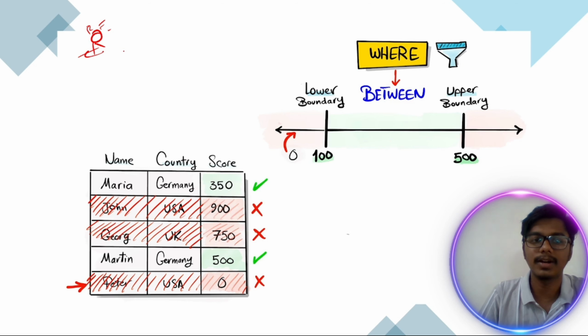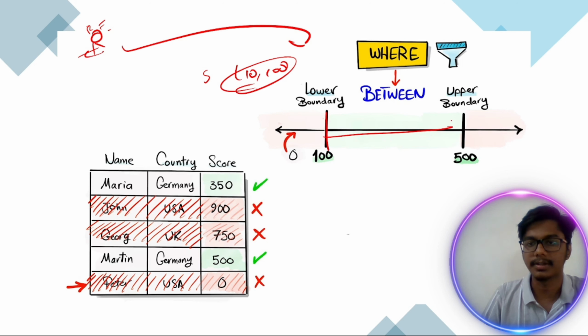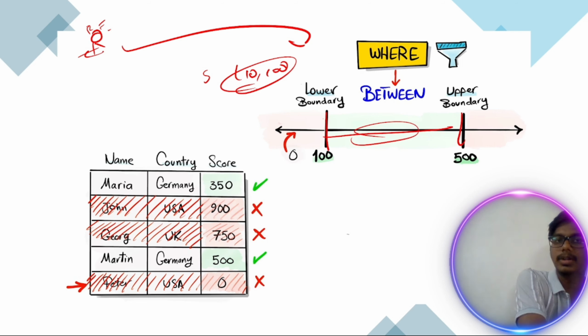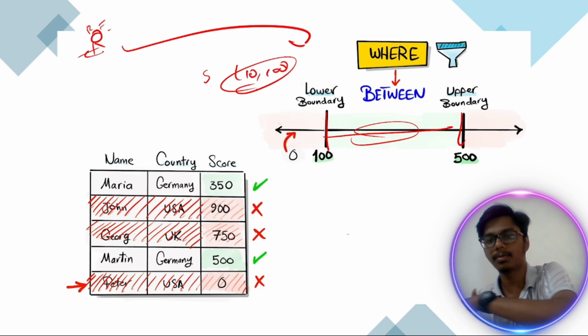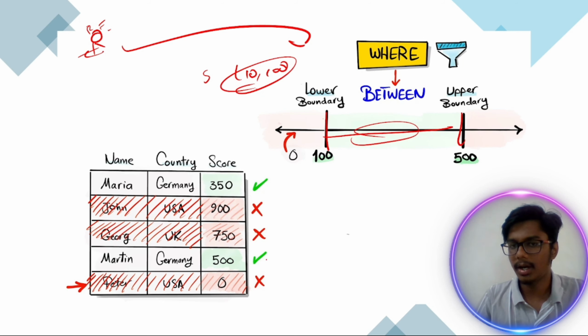Again, I have to fetch some results based on some conditions. The condition is nothing but where the score is between 100 to 500. It checks whether the score is between a lower boundary and an upper boundary. I don't want anything below the lower boundary, and I don't want anything after the upper boundary. I just want to keep it in the middle, 100 and 500.